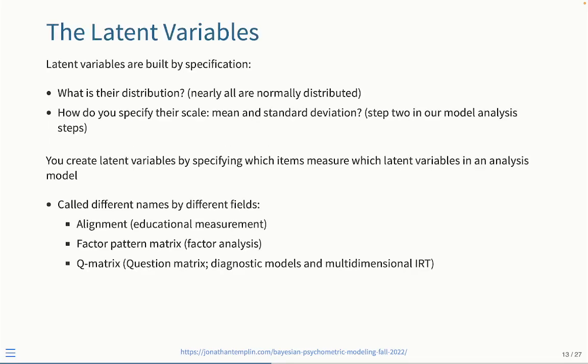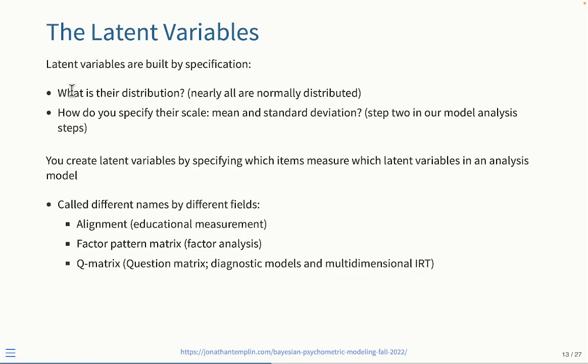Latent variables are built by specification. That means they don't exist, so we create them. And the key parts of specification that we are interested in particular, are what is their distribution. In practice, nearly all latent variables are normally distributed. There are some places where they are not normally distributed, and we'll get to those a little bit later.